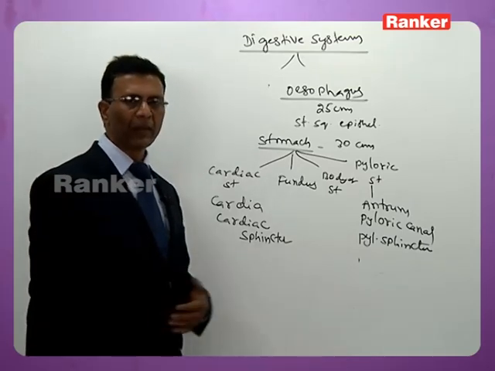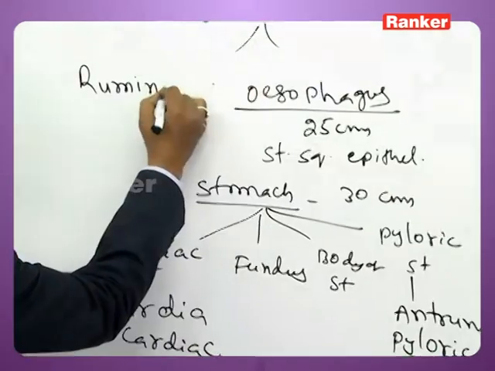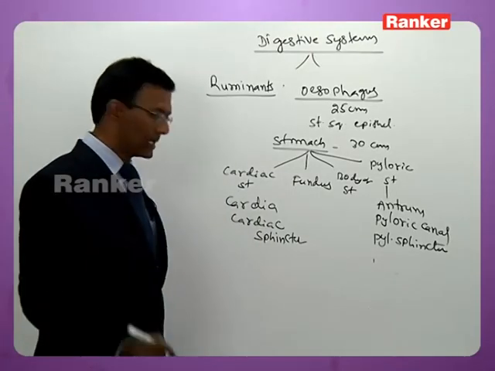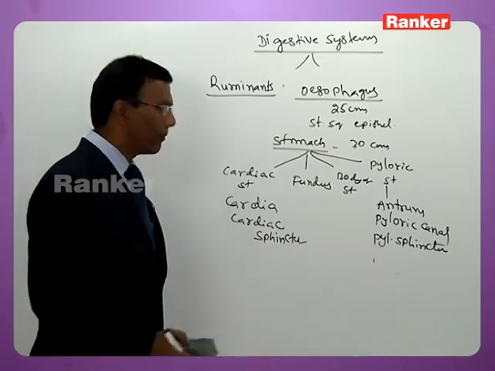If you take ruminants, there are some mammals known as ruminants. In ruminants, the stomach has four chambers. A four-chambered stomach is present here. I shall make a note of it.